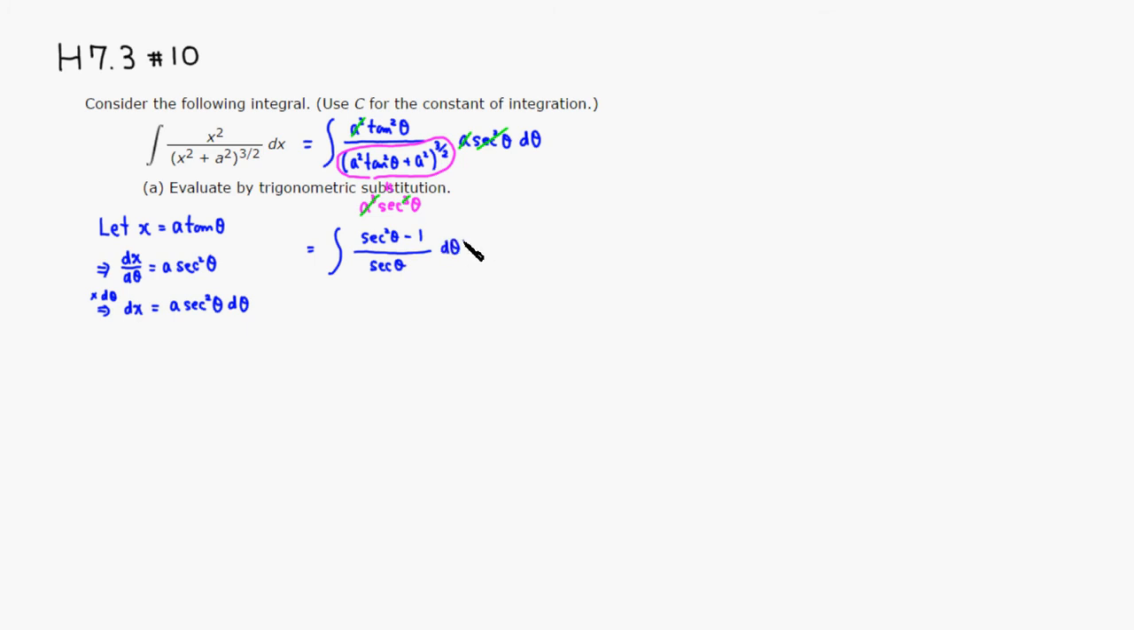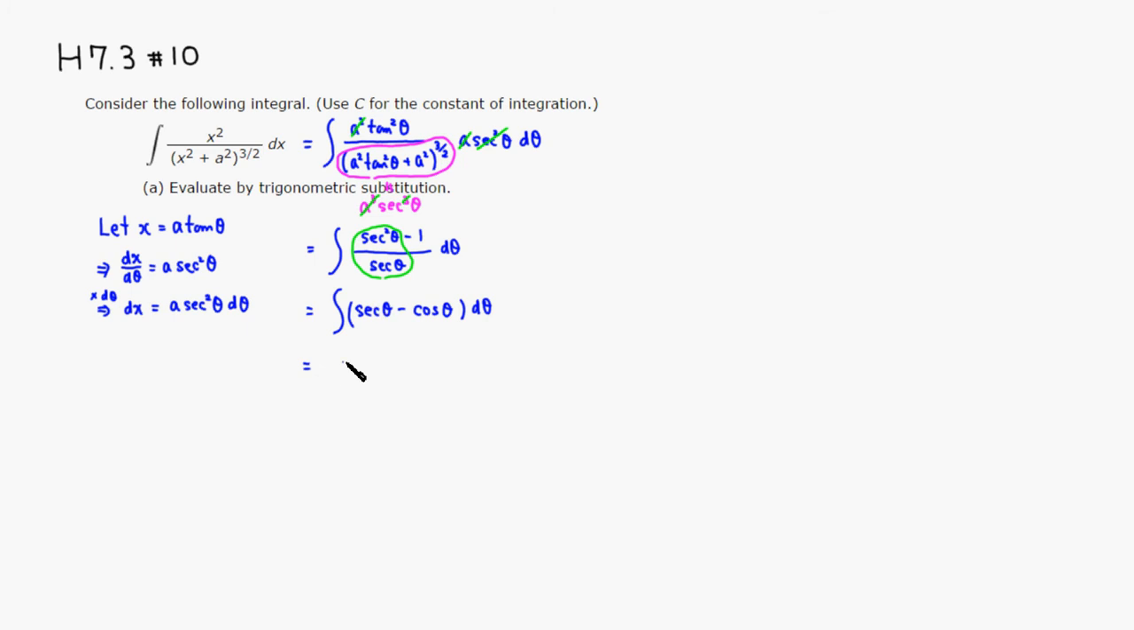So that's that. Then I'm going to split into two fractions. The first one is secant squared divided by secant, so one of the secants cancels out, and you have secant of theta. Then minus 1 over secant, which is cosine, so you have a cosine of theta. Then d theta.